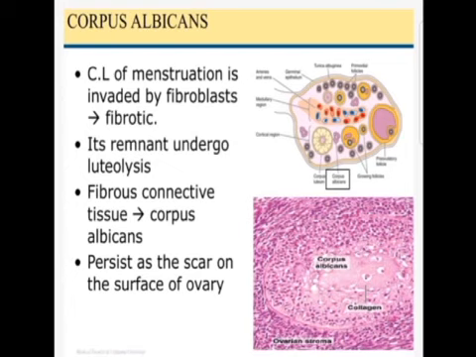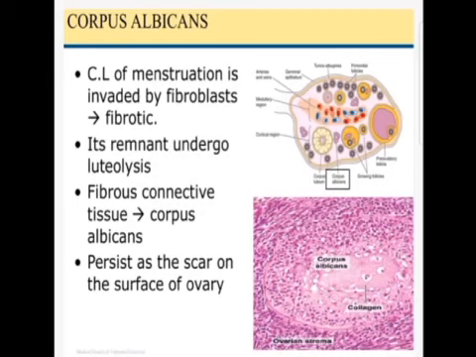Degeneration of the corpus luteum following menstruation or pregnancy results in autolysis of the lutein cells and an increase in connective tissue. Finally, the whole mass is transformed into a whitish scar, which is called the corpus albicans.